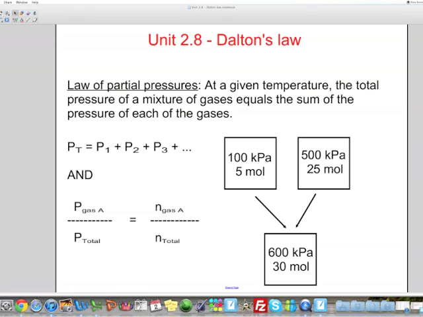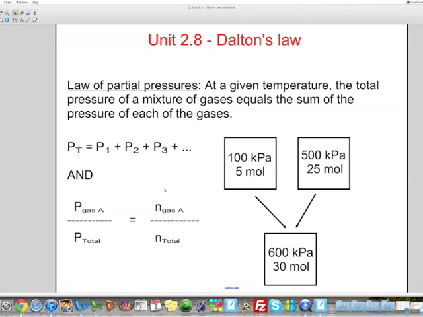Same thing here. If I have 25 moles out of 30, well, that's five sixths of the number of moles. The pressure of this gas should represent also five sixths of the total pressure. So 500 over 600, or 500 out of 600 kilopascal. Okay, so there is a direct correlation. So Dalton said, therefore, our total pressure should be a combination of the pressure of gas 1 plus the pressure of gas 2 plus the pressure of gas 3 and so on and so forth.